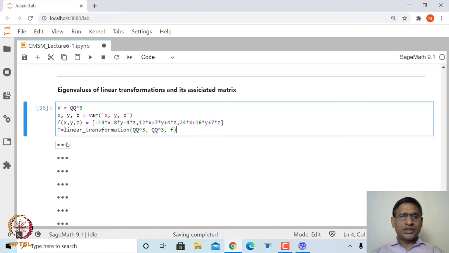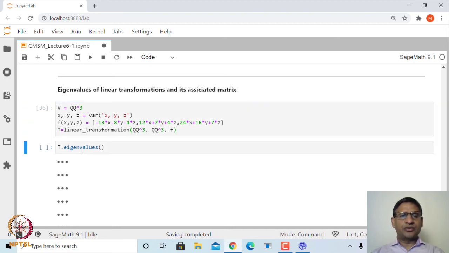So, now you can find eigenvalues of T using the same command. In this case the eigenvalues are 3, minus 1 and minus 1, that means the geometric and algebraic multiplicity of eigenvalue 3 is 1, whereas the algebraic multiplicity of eigenvalue minus 1 is 2.